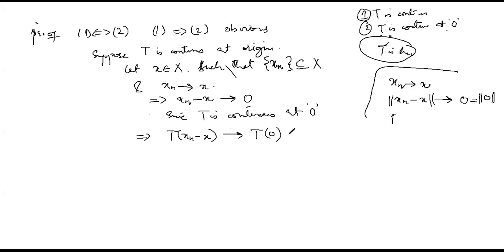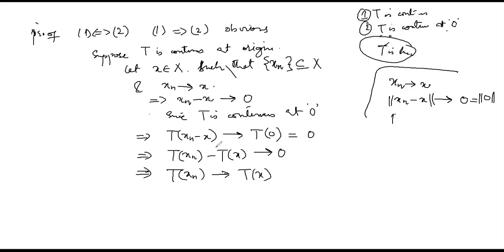But since T is linear, T of 0 is 0. A linear map, the homomorphism, will always send 0 to 0. Now this is 0 inside X, and this is 0 in the range. That's fine. Also T is linear, so I can write T of xn minus T of x converges to 0. And since addition is continuous, it implies that T of xn converges to T of x. So we started with xn converges to x, we got T of xn converges to T of x, which means that T is continuous at x.